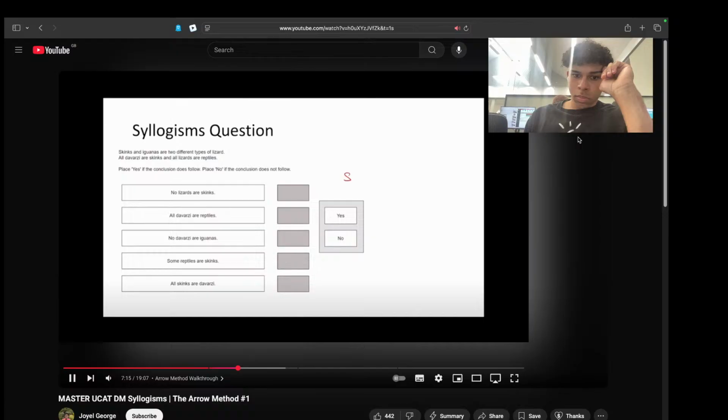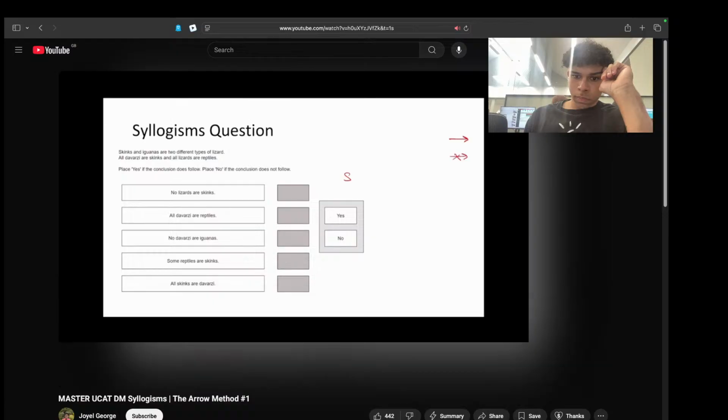And it's really, really important to come up with your own key. So the key that I have is nothing crazy. It's an arrow with nothing on it means all, an arrow with a cross on it means none or zero, etc. Some people like to use really extravagant scenarios, but I just like to keep it simple. If I ever get something that's not one of those, I'll just write on it. So some. If it said some reptiles are skinks, we'll just put some here like this.